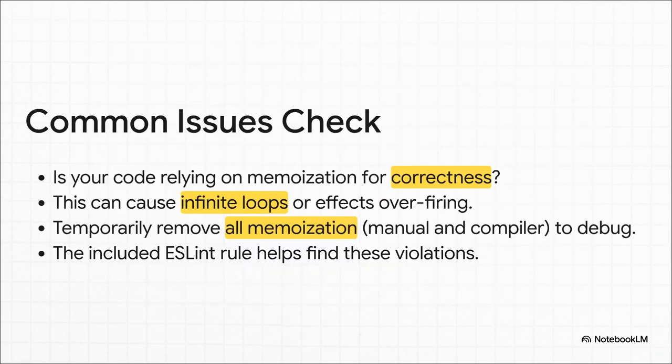So, if you do hit an issue, here's the mental checklist. First, ask yourself, was my code accidentally relying on useMemo for things to work at all instead of just for performance? That's a classic anti-pattern that can cause things like infinite loops. To find out, just use no memo and take out your manual hooks. If the bug is still there, you've probably got a rules of React violation, and the official ESLint rule is your best friend for hunting that down.